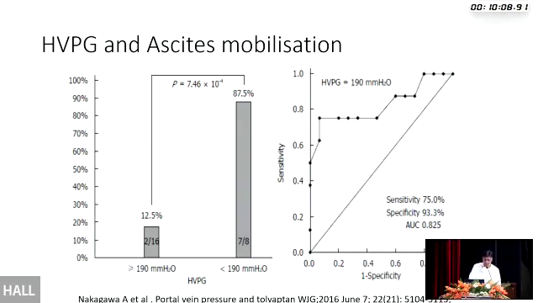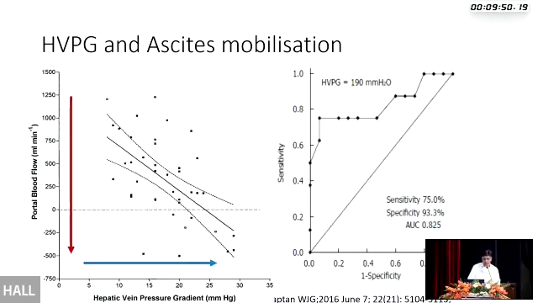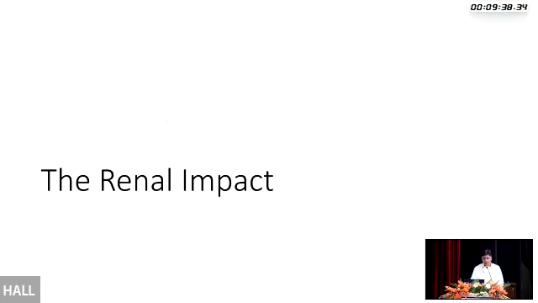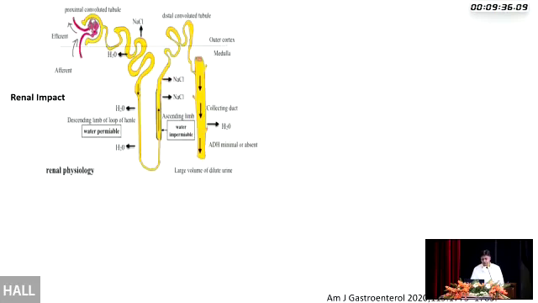HVPG studies have shown that with HVPG more than 19, ascites becomes very difficult to mobilize. But this is mainly in the 20% of ascites that we are not able to mobilize in spite of high dose of diuretics. Otherwise, when you have complications, HVPG may not be very high, as we mentioned. As the HVPG increases, the congestion increases, and there is further decrease in total blood flow and increased gut congestion and endotoxemia. Coming to the renal impact, here the main issue is happening.